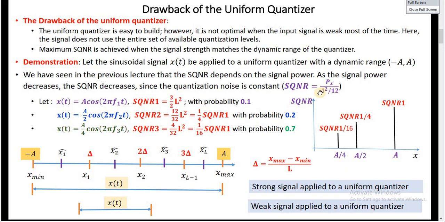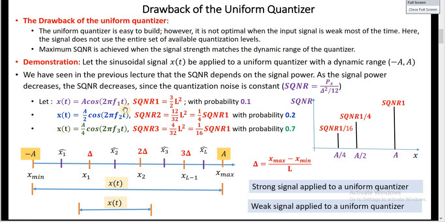Also, in the previous lecture, we derived this relationship for the quantization noise, or the average quantization noise, which is the step size square divided by 12. The quantization noise is constant and is independent of the signal power. It depends on the hardware, on the design specifications of the quantizer. As the signal power decreases, the signal to quantization noise ratio decreases, meaning that there is a deterioration in the signal to quantization noise ratio. So this is one disadvantage of the uniform quantizer.